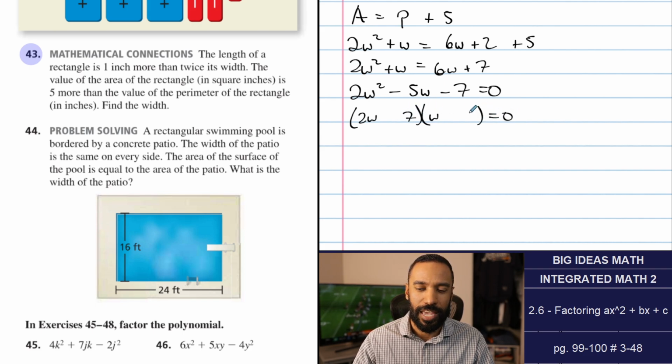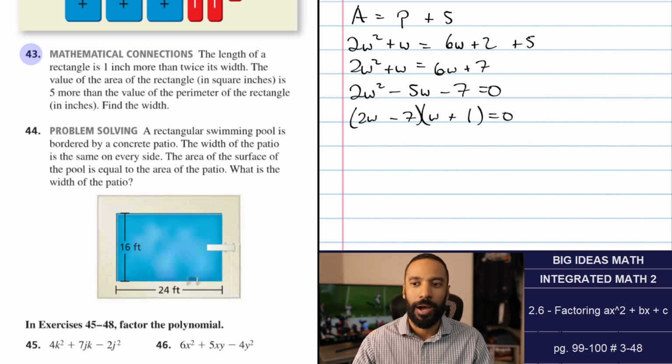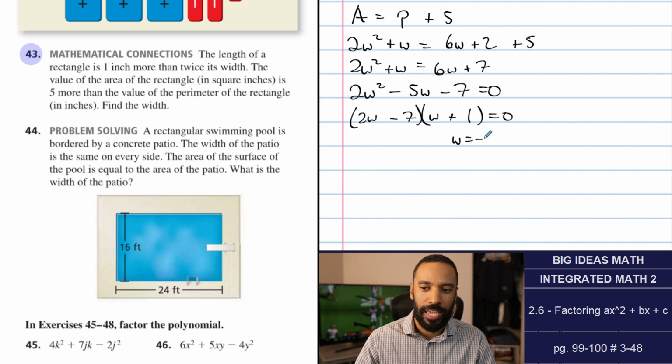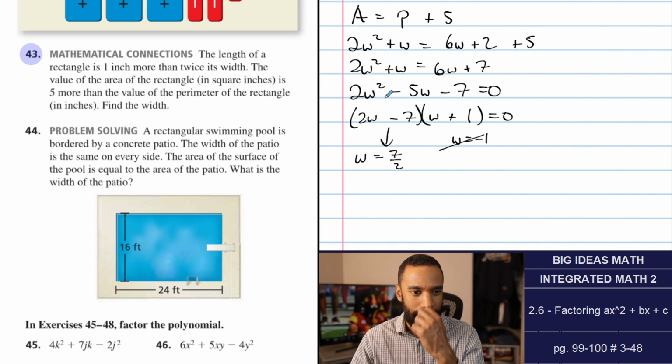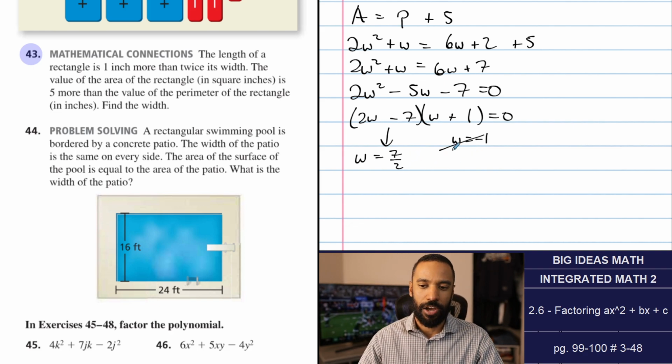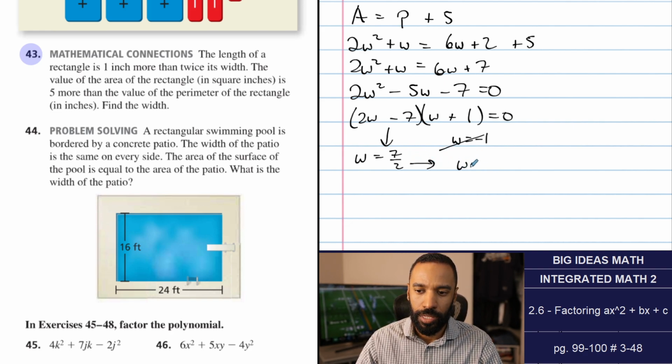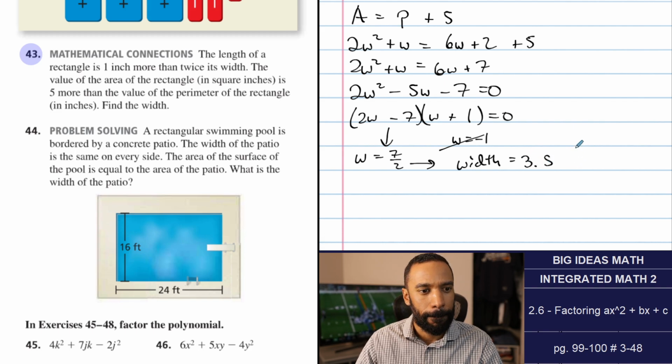So I want to put the 7 here and the 1 here. I want my 5 negative, so I want a plus and a minus. This is 2 minus 7 is negative 5. w equals negative 1 won't work over here. Here, add 7, divide by 2. w equals 7 halves. They ask you to find the width, and that would be it. So the width equals 3.5 inches.